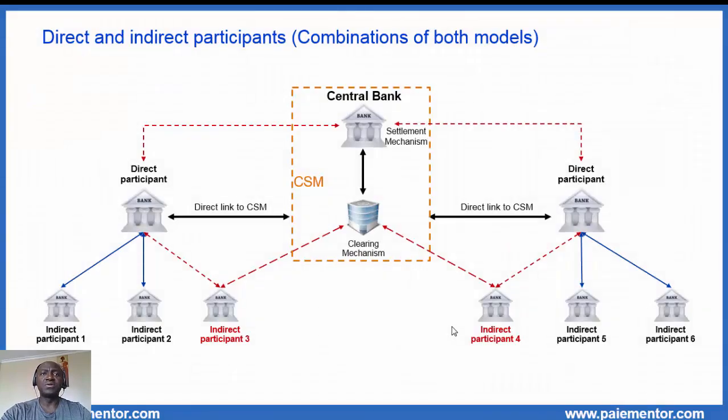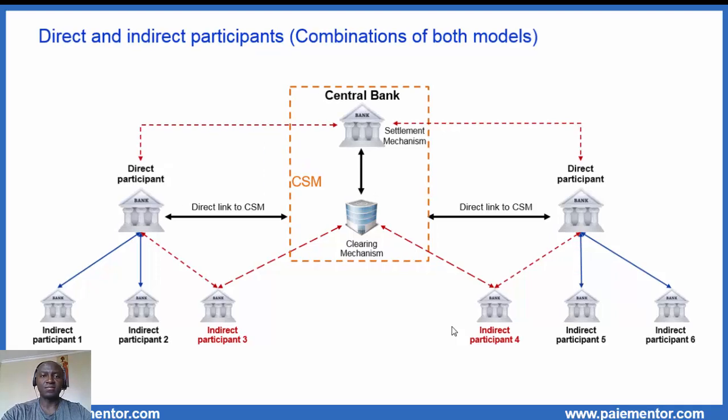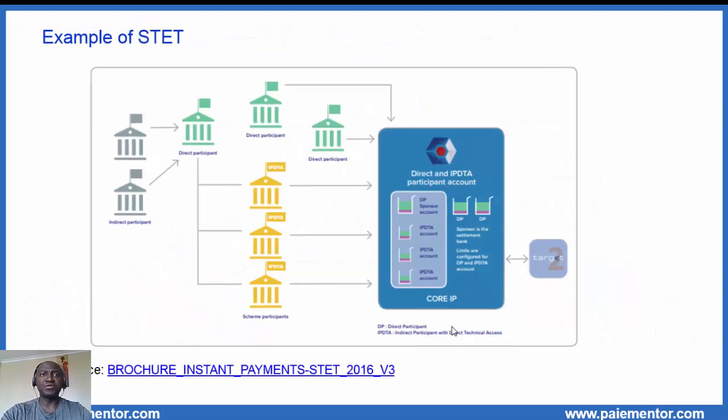On this slide, we see the combination of both models. We have direct participants with link to indirect participants that are exchanging and settling transactions through the direct participant, and indirect participants that are directly connected to the clearing system and that are settling their transactions through the direct participant. This is a picture that you find in the brochure of STET about instant payments. You see that both models are available there as well. It is just presented in a slightly different way.